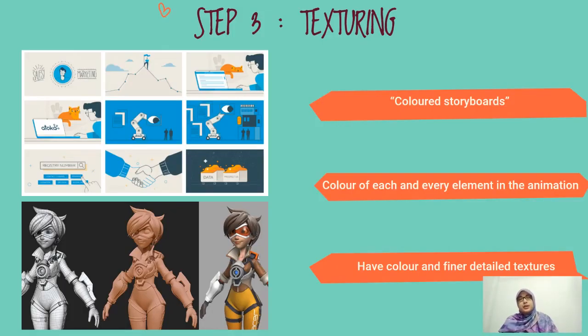Texturing is the process of coloring the multiple single drawings or the models. This is when we allow the characters to have color and final detailed texture. As you can see on my left side, there are examples of multiple single drawings and a model that have been colored, which we also call colored storyboards.